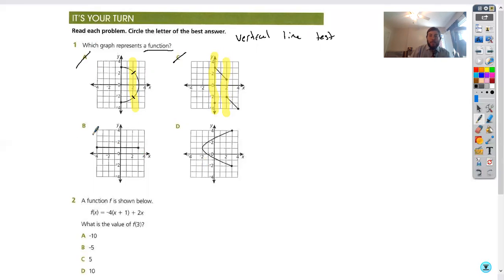We take a look here on B. On B, there is nowhere where I can draw a vertical line that it hits more than 1 point on this line. So B is going to be our function. D, however, right, we can draw a line here that goes through D, hits at 2 points, not a function. So your answer is choice B. So vertical line test, right, only hits the function once.